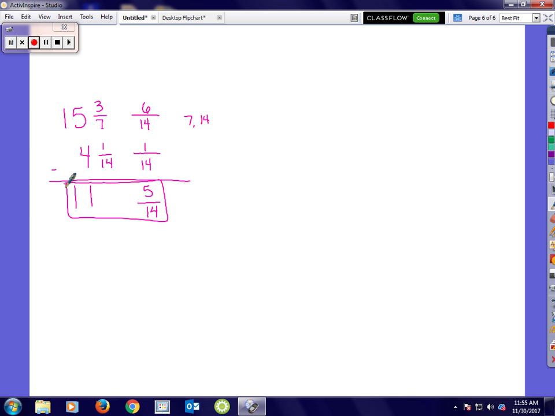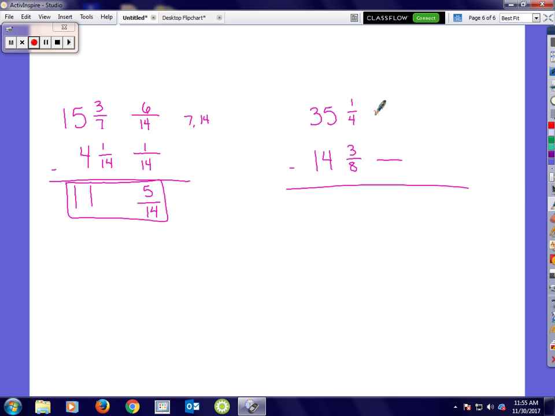So here's another one for you to try: 35 and 1/4 minus 14 and 3/8. I have a feeling on the first one, if you didn't have to borrow, that this one you probably will. So pause the video, work it out.